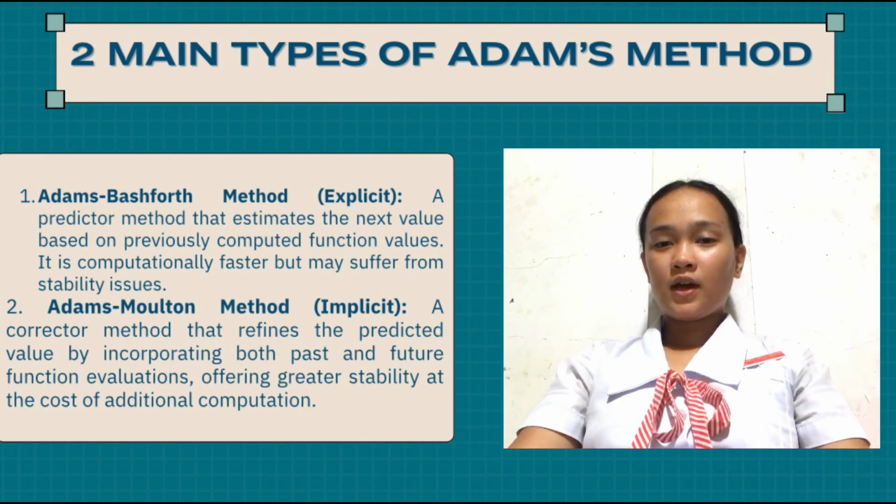The first one is the Adams-Bashforth method, or explicit, a predictor method that estimates the next value based on previously computed function values. It is computationally faster but may suffer from stability issues. The second one is the Adams-Moulton method, implicit, a corrector method that refines the predicted value by incorporating both past and future function evaluations, offering greater stability at the cost of additional computation.